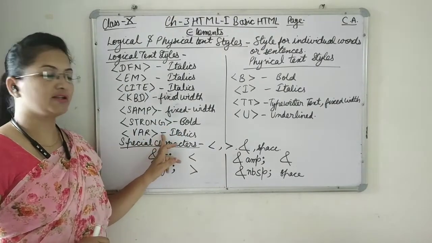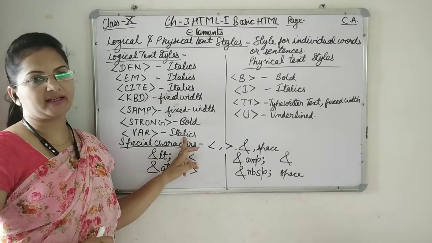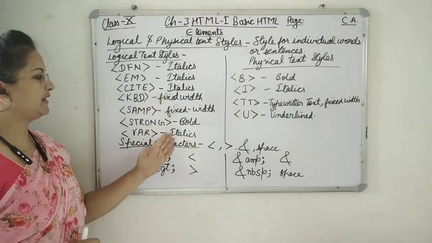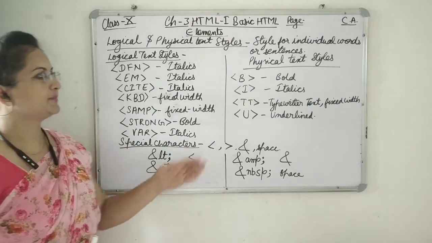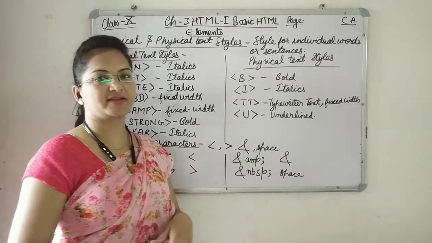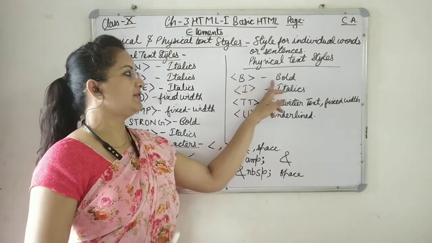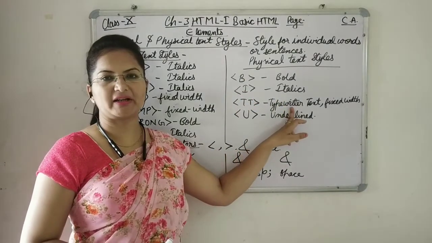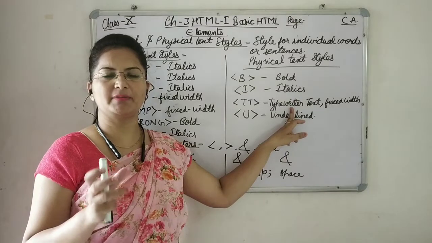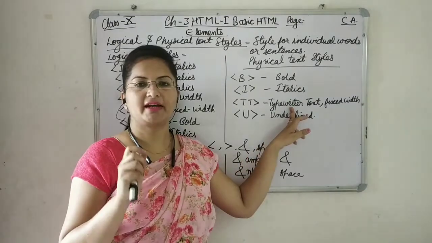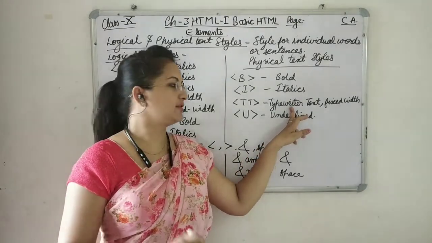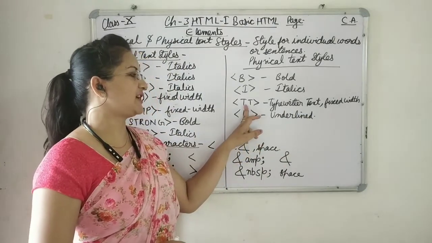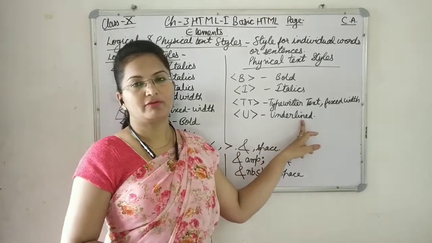VAR is used for making the text italic. So we can use these if we want. Apart from that, we have physical text styles also, like B for bold, I for italic, TT for typewriter-like text. You might have seen typewriter text is a bit different, and there the letters are of fixed width. So we can use the TT tag for that, and U for underline.